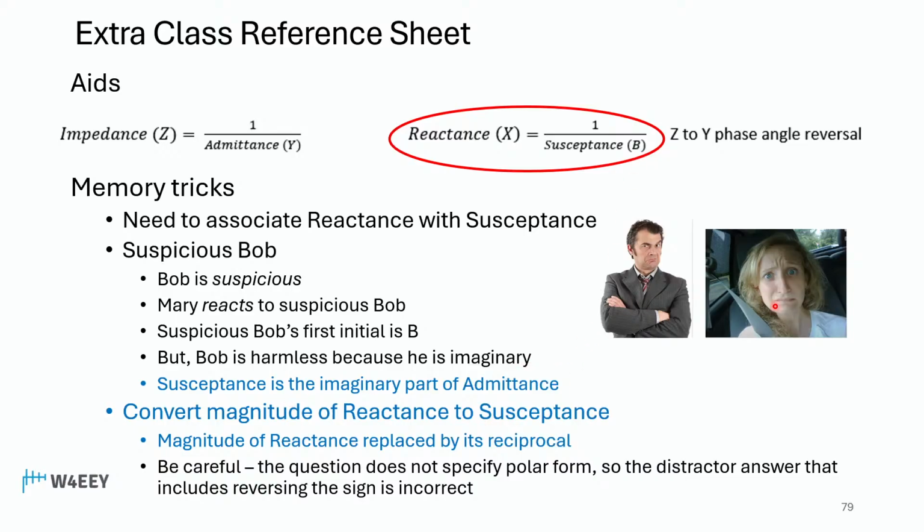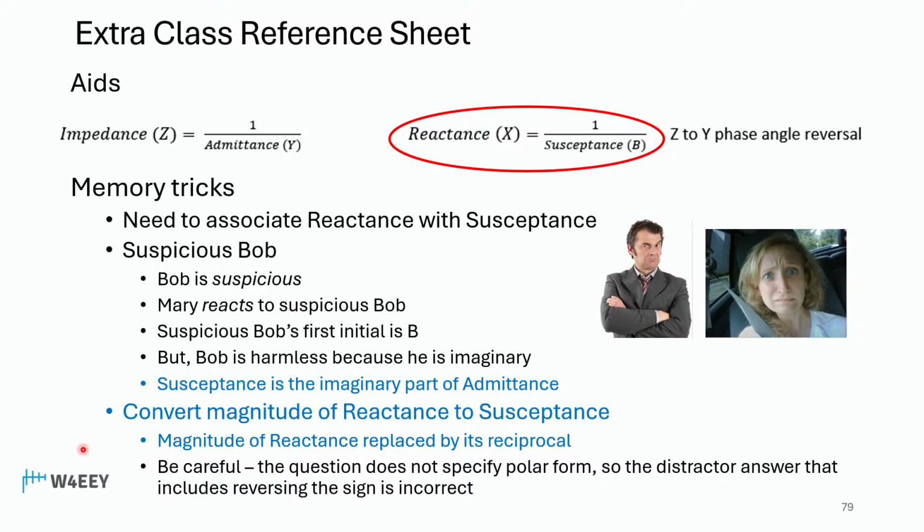Now, Mary doesn't have to worry about Bob because he's really imaginary. Again, my silly story. There's another pool question that wants us to know that susceptance is the imaginary part of admittance. Admittance is way over here. But if you can get in your head that Bob is suspicious, Bob is only imaginary, that might help you get this one right.